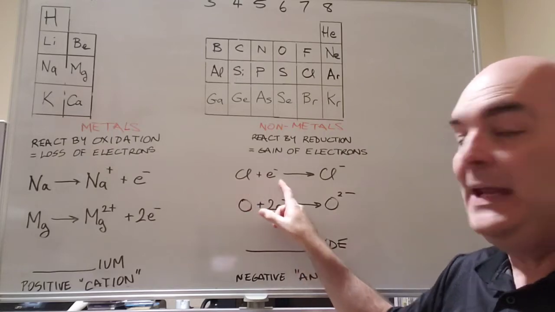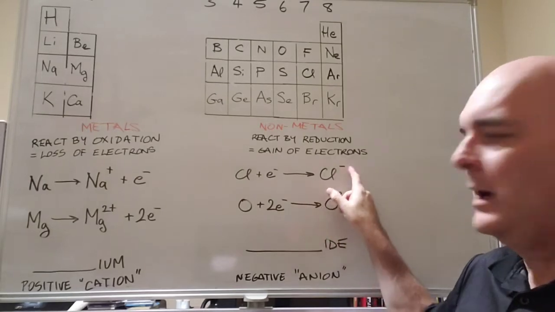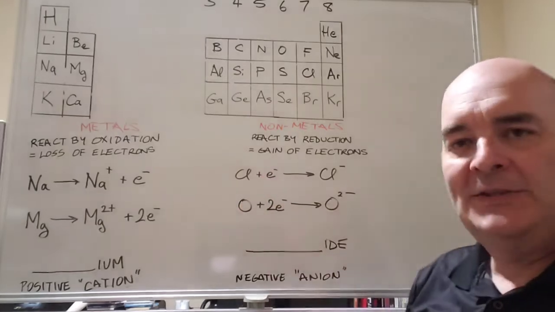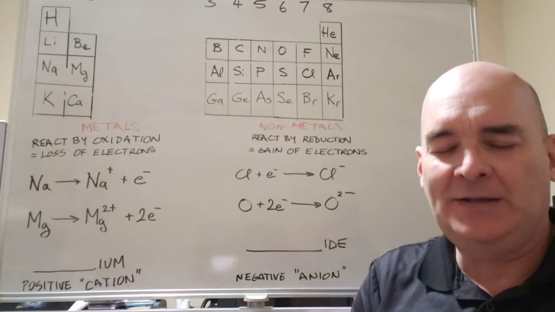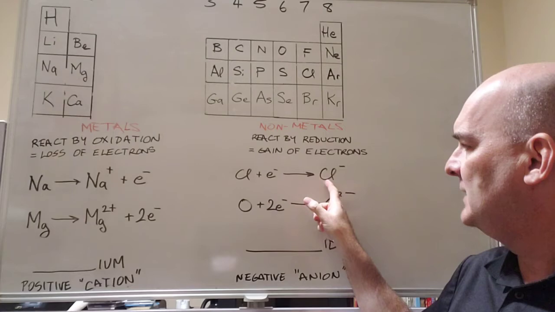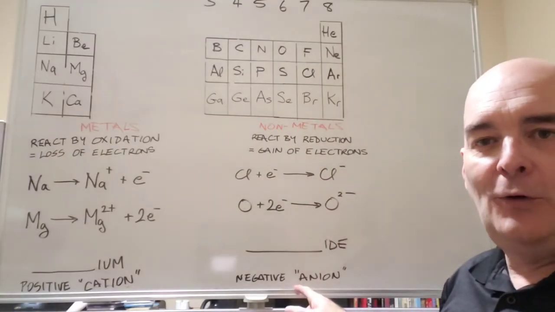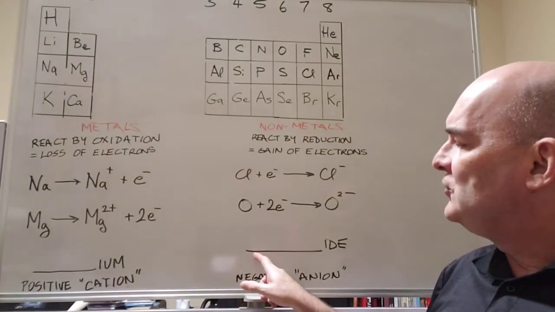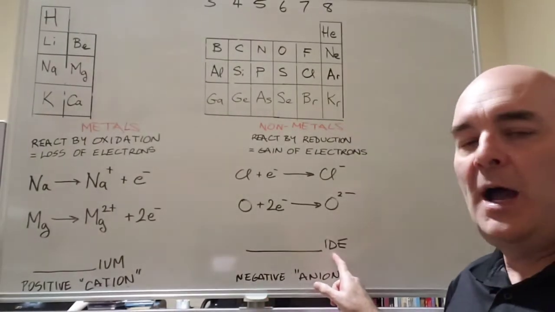Chlorine gains an electron and becomes a chloride ion, negatively charged, because the chlorine atom has the same number of protons and electrons, and when you add an additional electron, you make it have a negative charge. Negatively charged ions are called anions, and we change the name from chlorine to chloride.